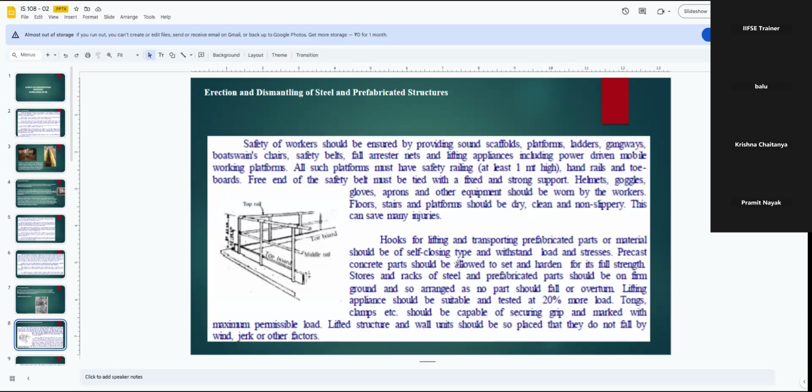When we talk about erection and dismantling of steel and fabricated structures, the safety of the workers should be ensured by providing sound scaffolding platforms, ladders, gangways, boatswain's chair, safety belts, fall arrestor nets, and lifting appliances. Once again, guys.